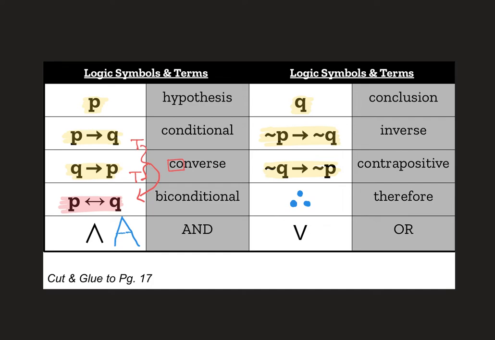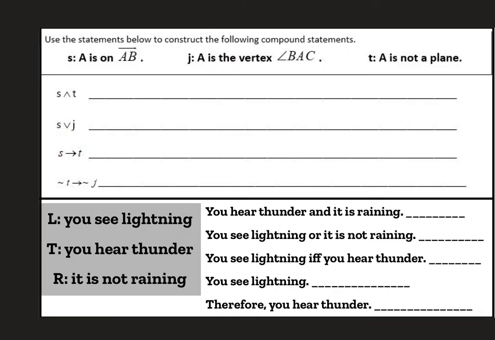Okay, let's go ahead and actually try some problems. The most important thing to realize when you're working with symbols is that I have to give you what each letter involved represents. So for this example, S is going to be that point A is on ray AB. Statement J is going to be that A is the vertex of angle BAC. And statement T is going to be that A is not a plane.